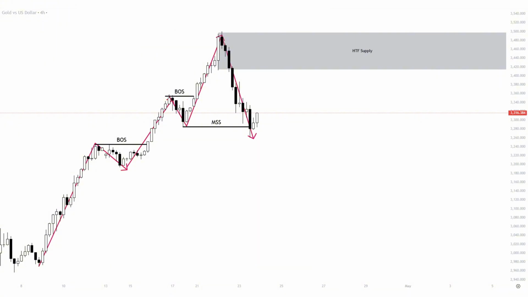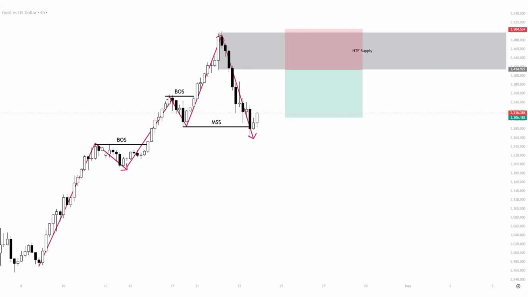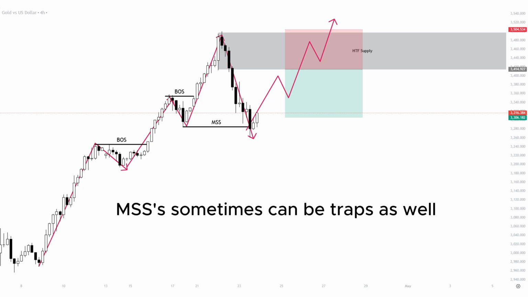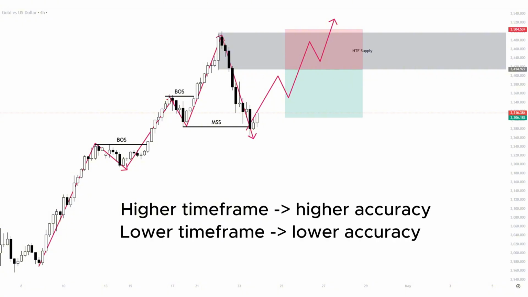The simplest form of setup planning on this model is to sell short on the bottom of the supply, basically right when the market hits it, with the stop loss above the supply, because the market has pretty low chances that it will continue into higher highs, since we've had the market structure shift on a high time frame. Keep in mind these shifts can also be traps sometimes. The higher the time frame they're seen, the higher chances that they will respect, and the lower the time frame, the lower chances of them respecting.